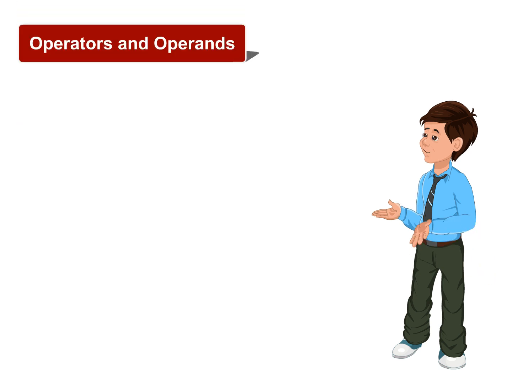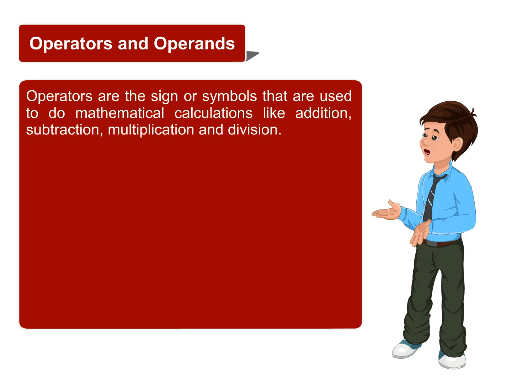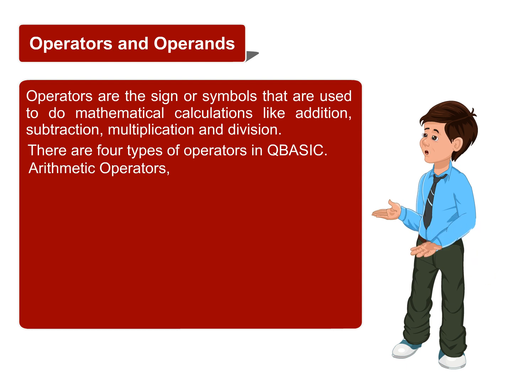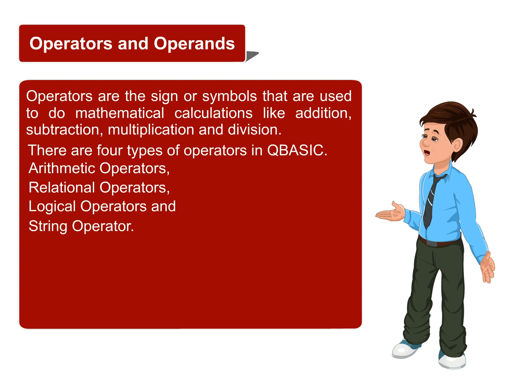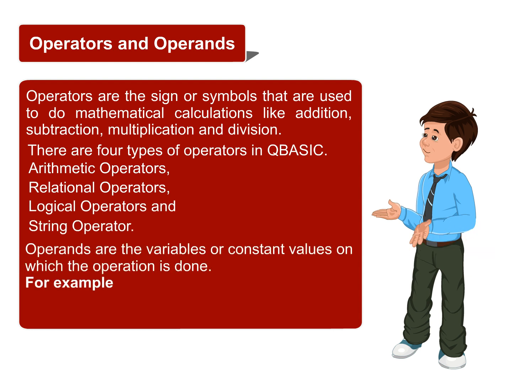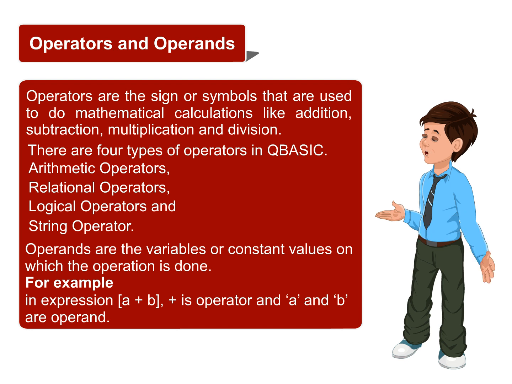Operators and operands. Operators are the signs or symbols that are used to do mathematical calculations like addition, subtraction, multiplication and division. There are four types of operators in QBasic. Arithmetic operators, relational operators, logical operators and string operator. Operands are the variables or constant values on which the operation is done. For example, in expression a plus b, plus is operator and a and b are operands.